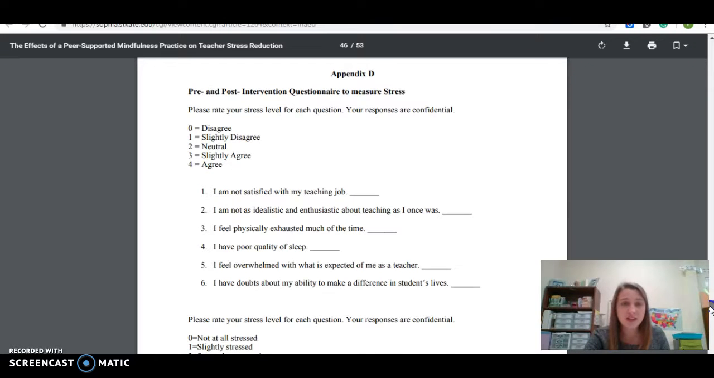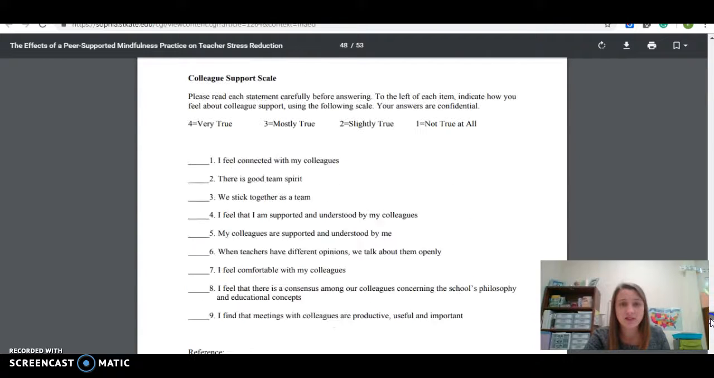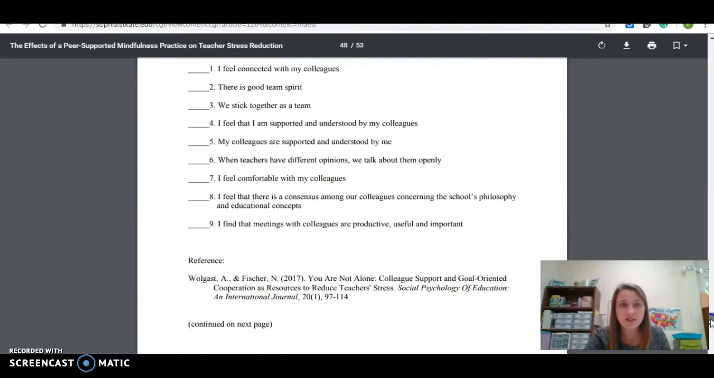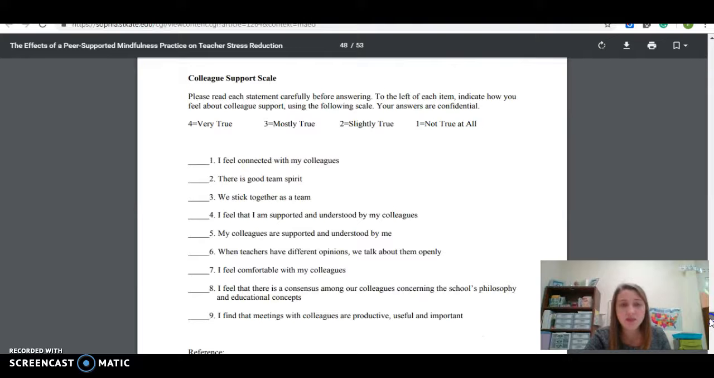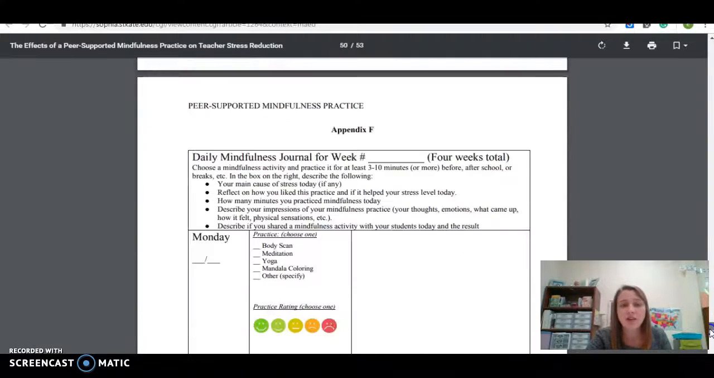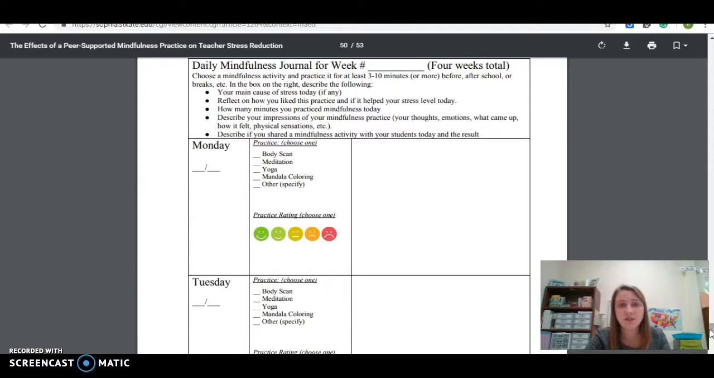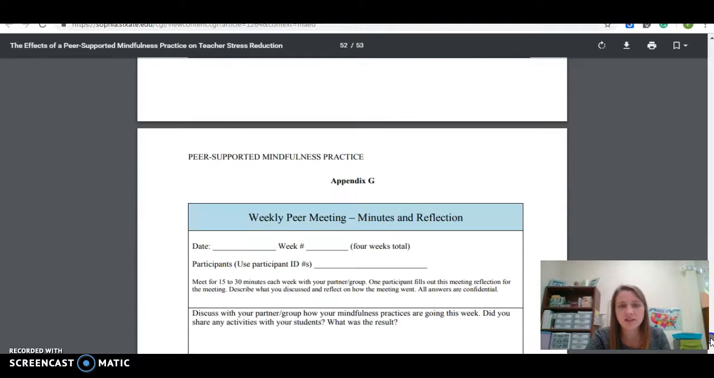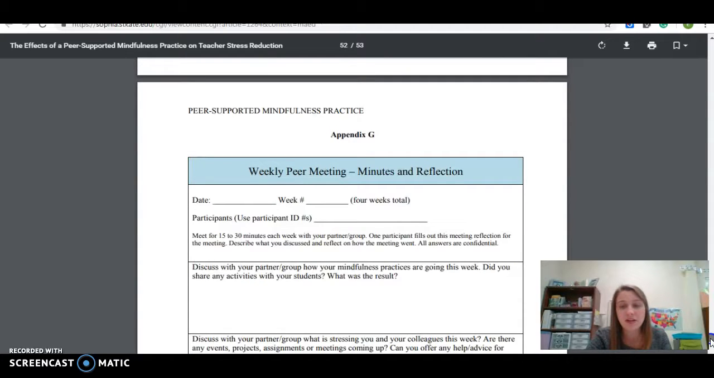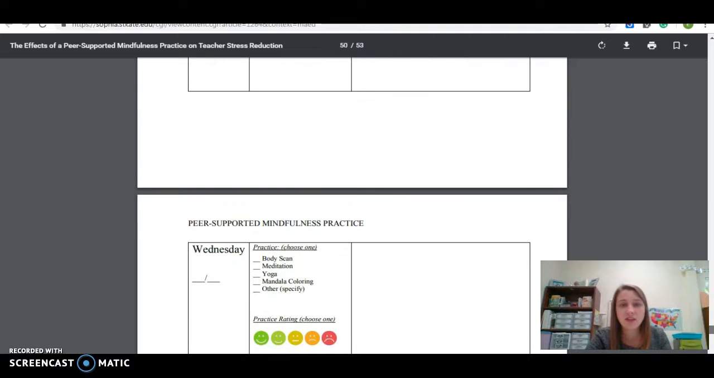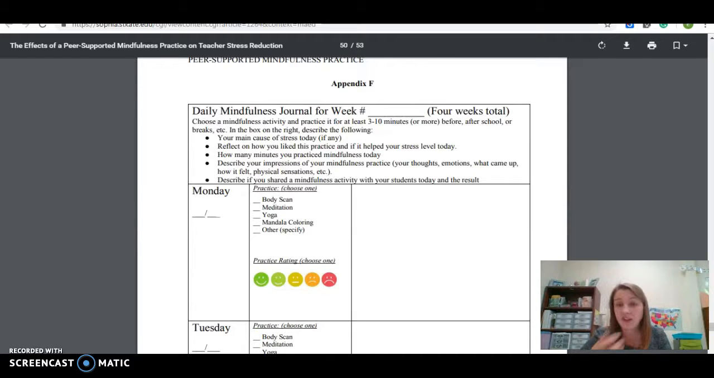However, her tests were pretty solid, or questionnaires, and her scales were pretty solid in terms of the questions that they were asking. They weren't too overwhelming and too long, so it was easy to follow. Another thing she did for triangulation purposes was this daily mindfulness journal, as well as this weekly peer meeting.